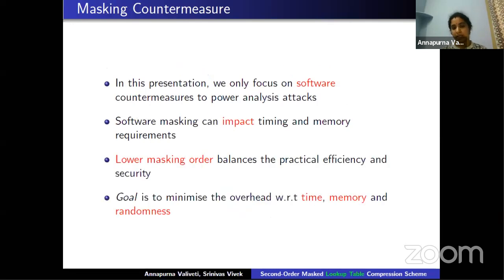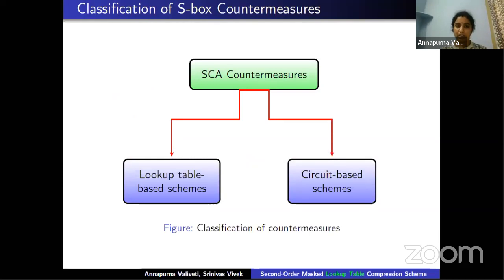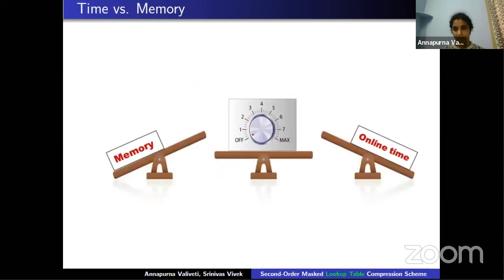The lower order masking schemes strike a balance between memory, practical efficiency and security. So the objective of our work is to balance the time, memory, and randomness for a second order masking scheme. On a high level, the side channel countermeasures to implement the nonlinear layer, the S-box of a block cipher, are divided into two categories: the lookup table based and the circuit based schemes. Lookup table based schemes require more memory. On the other hand, circuit based schemes require more online execution. So it's a good idea to balance the memory and the execution times, especially in favor of resource constrained devices.